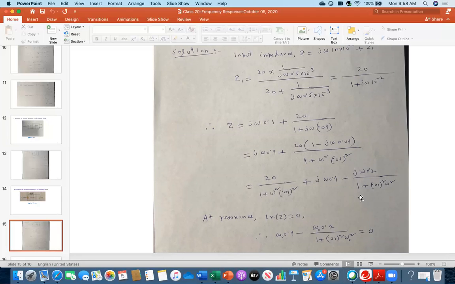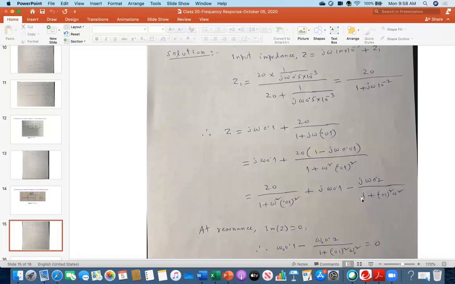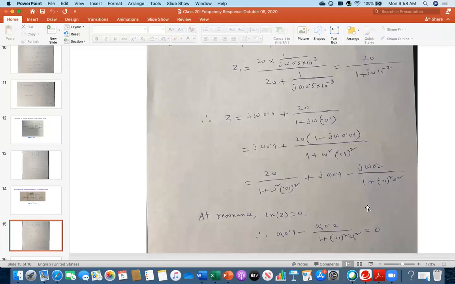So everybody calculate now. Are you getting this thing or not? Yes. Julian, you said yes, right? Yes. Okay. So then once you get this, what you have to do? You have to write that at resonance the imaginary part should be 0. Therefore, I have written at resonance imaginary part j is 0. And then from there, you go ahead and let me know that you are getting 100.